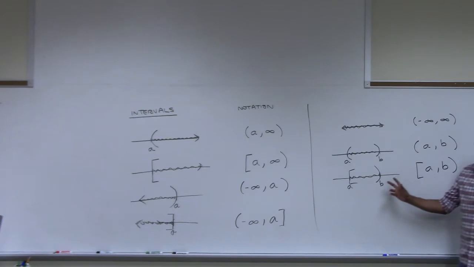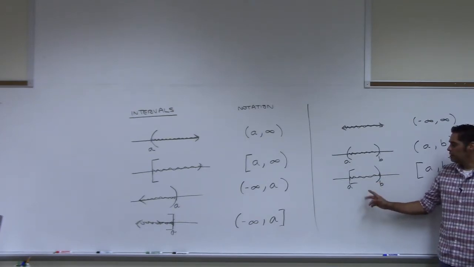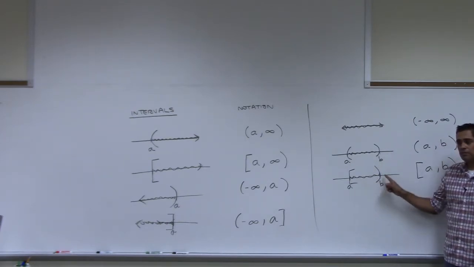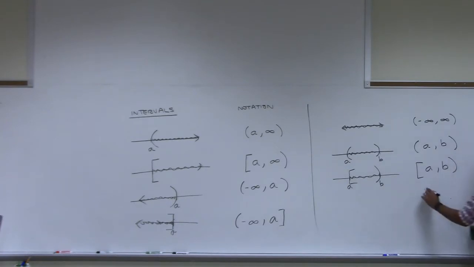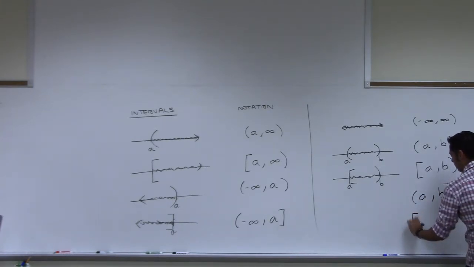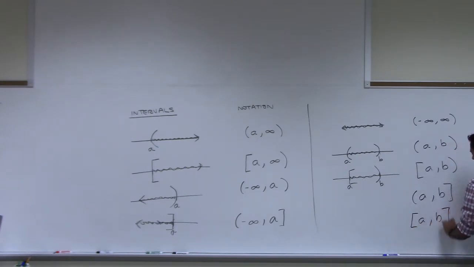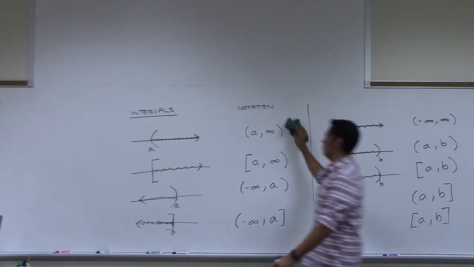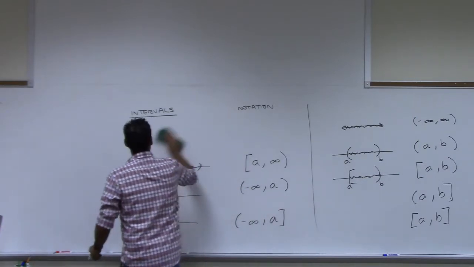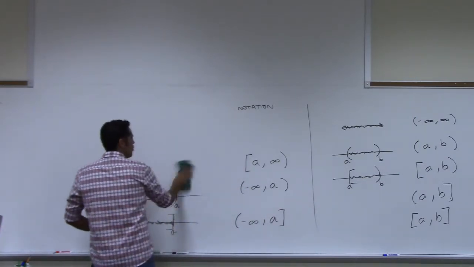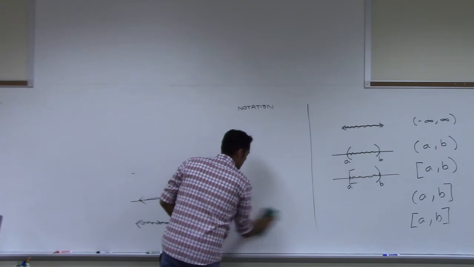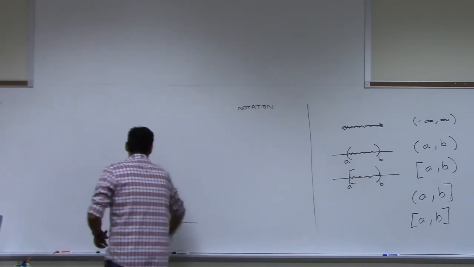And then there's two others, right? You could include the B's now. So you could have A, B, and you could have A, B like that. I'm not drawing those, but those are two more you could have. Okay, one more that I want to show you. What about this? How do we write this? I'm more interested in the notation that we use for this situation.